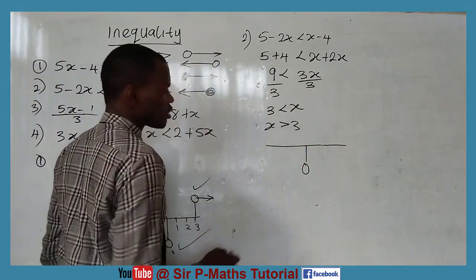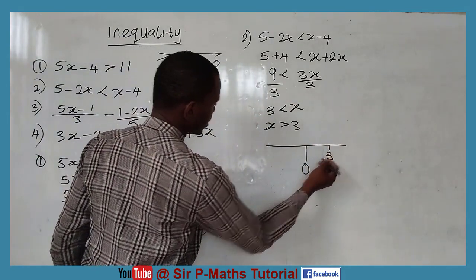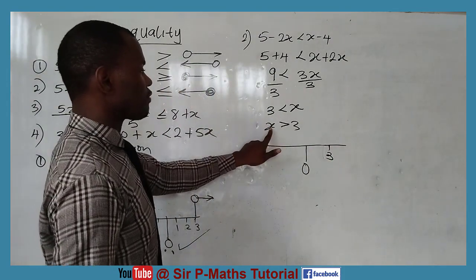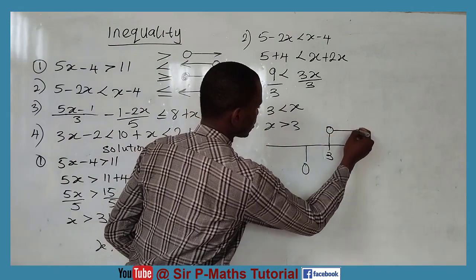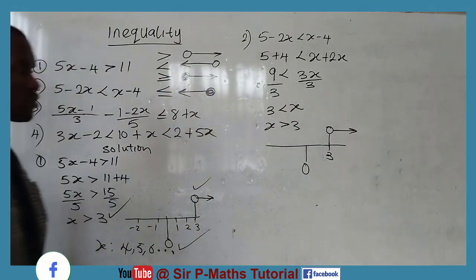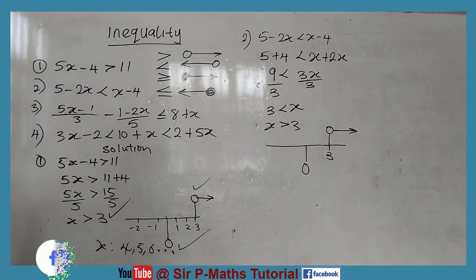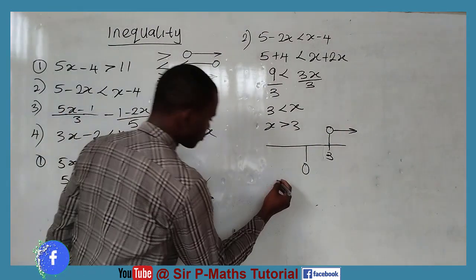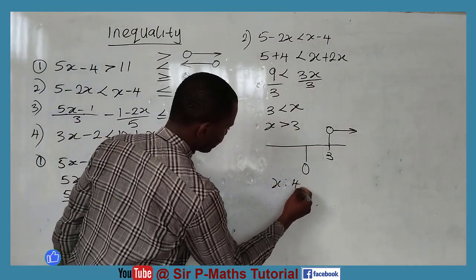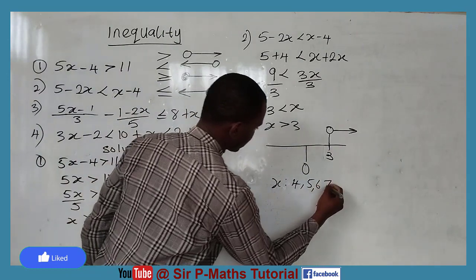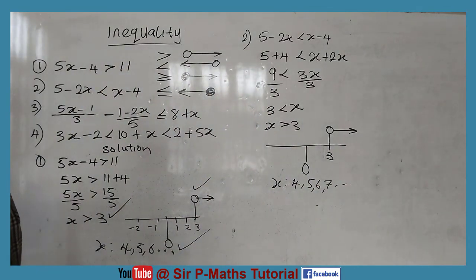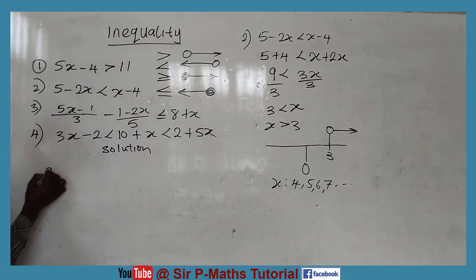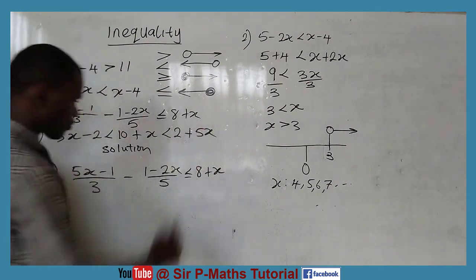Here is 0, and 3 is on the positive side. So since we have x greater than 3, we do the same thing here. x is going towards the right. So the numbers in that range, x could be 4, 5, 6, 7, or any other number that is bigger than 3. For the third one, 8 plus x.